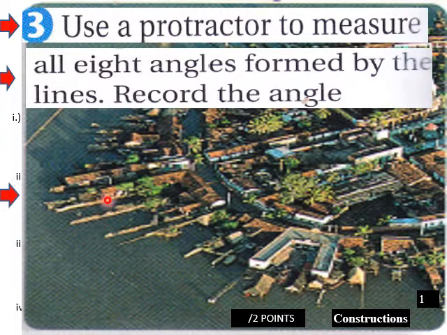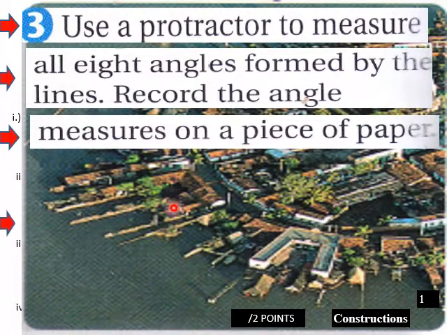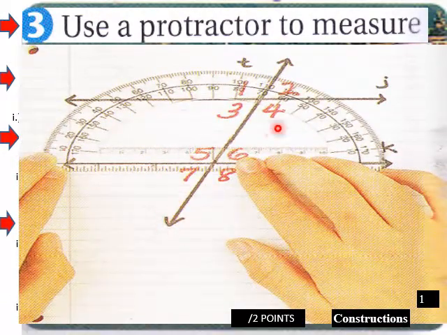Then use a protractor to measure all the angles formed by the lines. Record the angle measures on your piece of paper. So put your protractor here. Here's your vertex. You can measure these two here. Now these are called a linear pair. When you add this and this, you're going to get 180. And then the same thing down here.